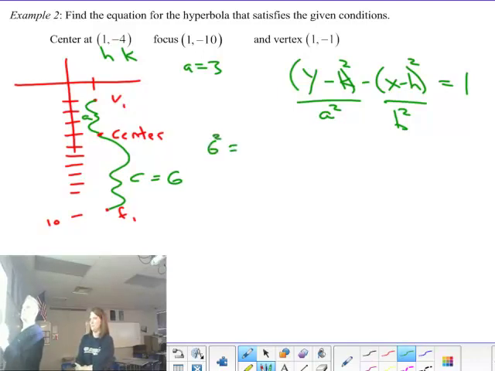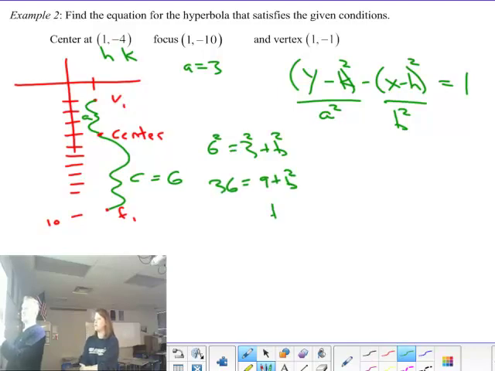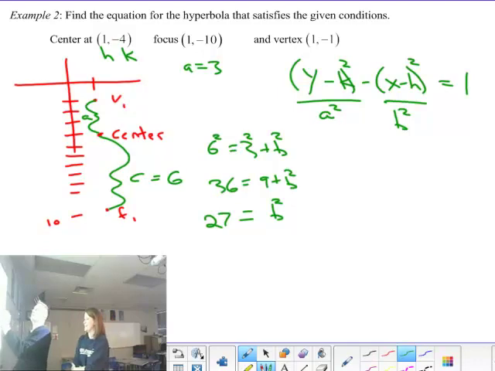6 squared is going to be equal to 3 squared plus B squared, so we can find B squared. 6 squared is 36, and 3 squared is 9. So 36 equals 9 plus B squared. If we subtract, we get B squared is 27. And watch this cool trick: we don't even need B. We need B squared for the equation. Plug it in.